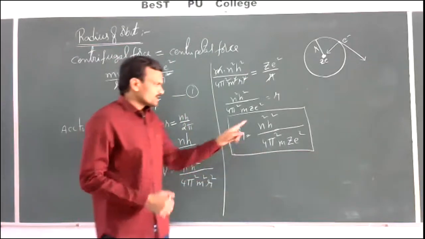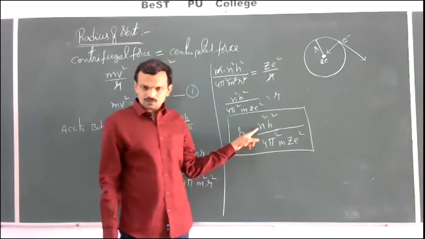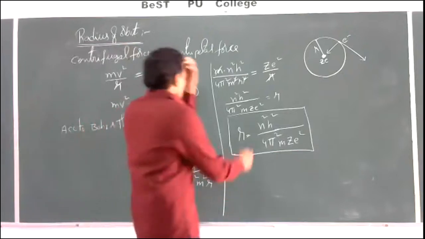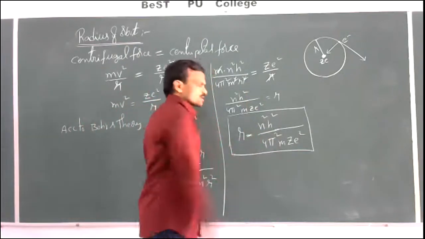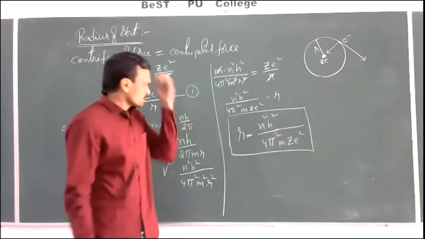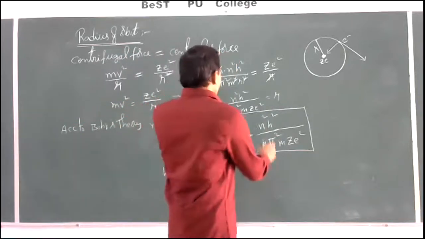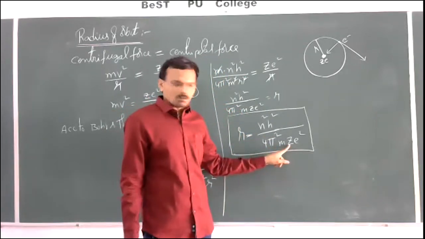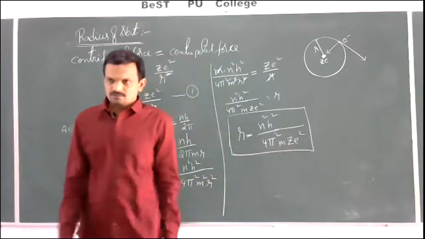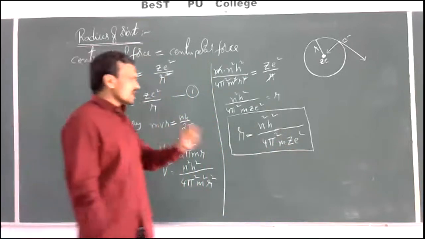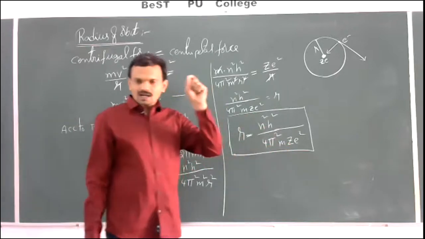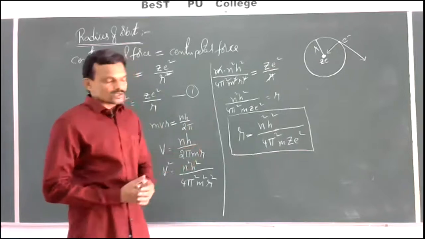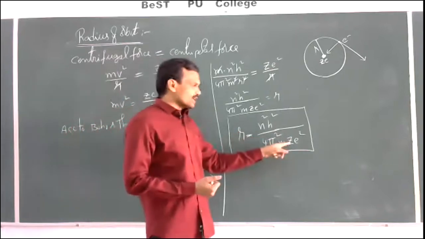What are the terms here? n is the orbit number, which is not constant, it is variable. Orbit number is different for each orbit. h is Planck's constant, m is the mass of electron, Z is atomic number, e is the charge of electron. So here the variable terms are n and Z. Atomic number and orbit number are variable. Other than that, the remaining are constant, except n and Z.